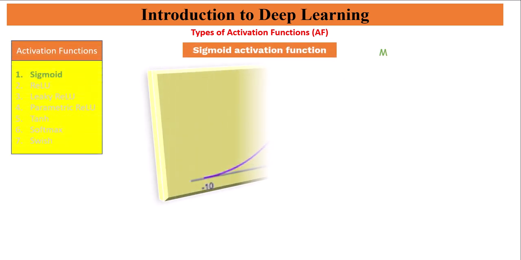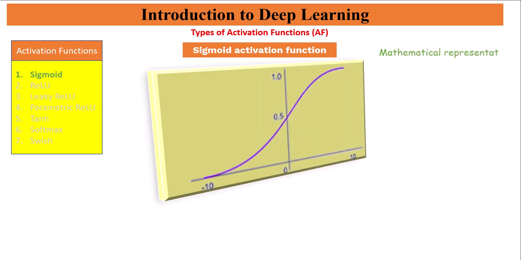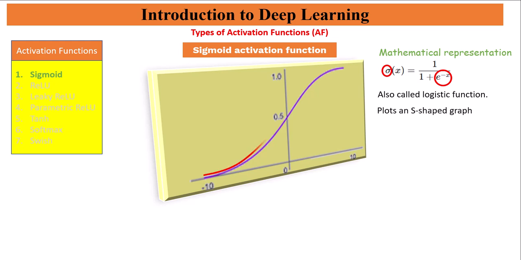Its mathematical representation is: the sigmoid function is indicated by the Greek letter sigma and is given as 1 over 1 plus exponential of minus x. It is also known as the logistic function. It is foundational in logistic regression models for binary classification. It draws an S-shaped graph, transitioning smoothly between its minimum, that is 0, and maximum, that is 1, bounds. It transforms inputs into probabilistic outputs between 0 and 1.